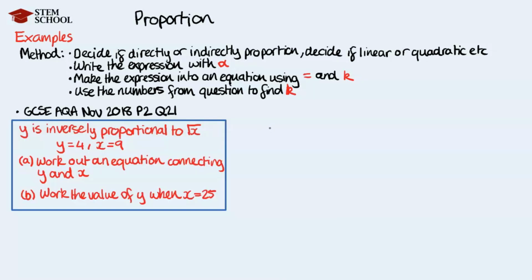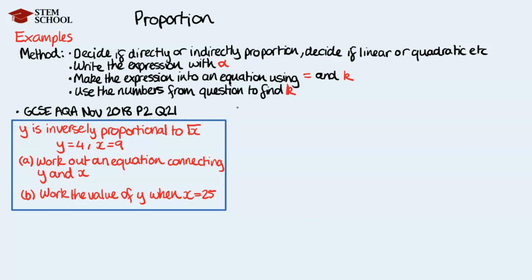Alright, so we finally made it to the final question. And this question is actually broken into two parts, part A and part B. And it actually hints towards the method that is used to figure out these kinds of questions anyway. So we're told that y is inversely proportional to root x, and that when y is equal to 4, x is equal to 9. So already we're told the two variables, x and y, and the relationship between them.